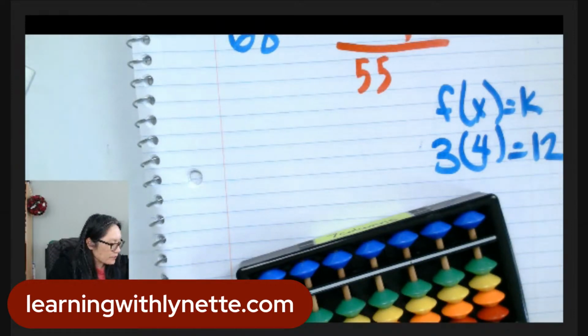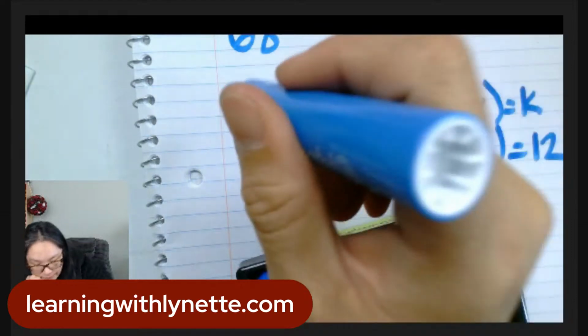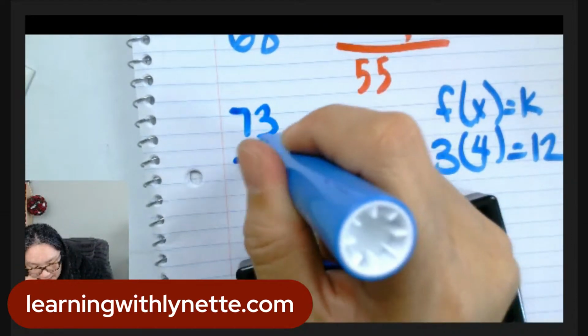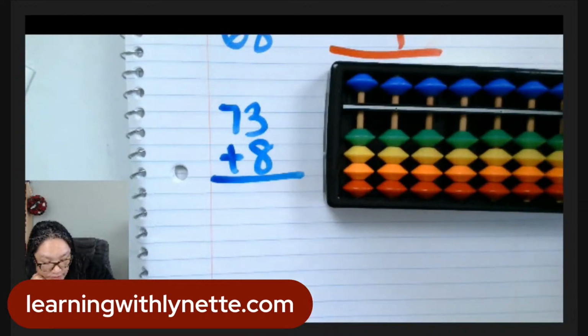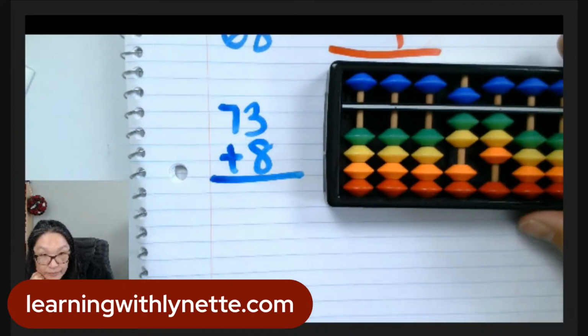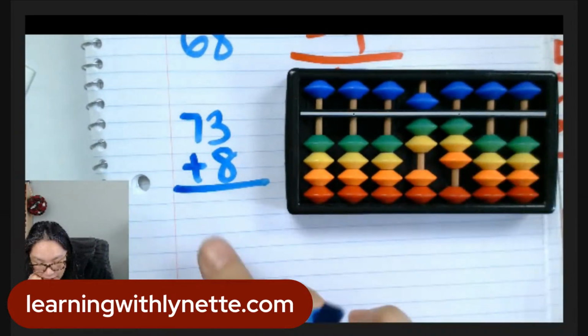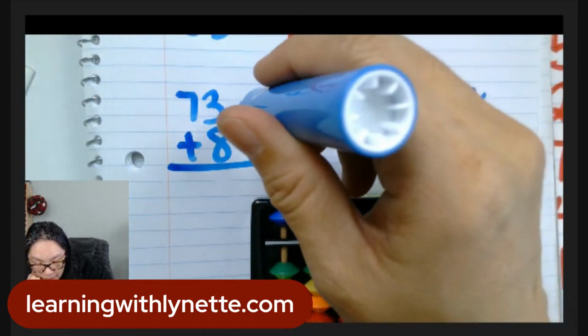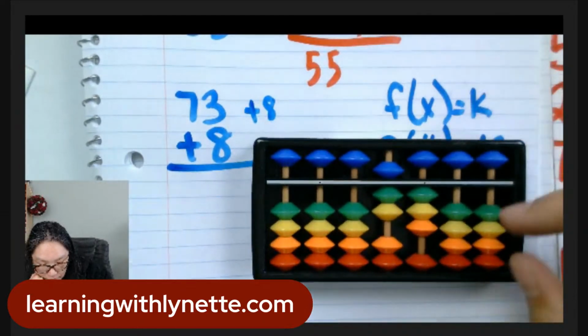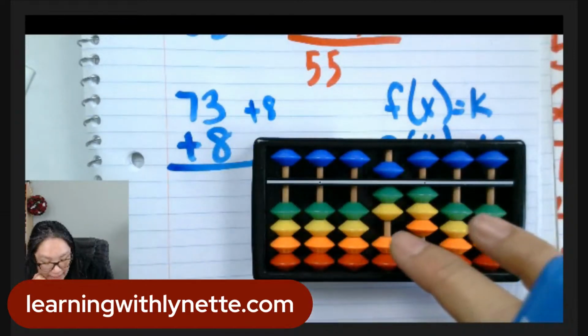So here we can do this. We do 73 plus 8, right? So we do 73, we add the 7, we add the 3. And then my question is plus the 8. Do we have enough beads to add the 8? No, we don't. What do we do? Plus 8, we know the formula, right? You could count.